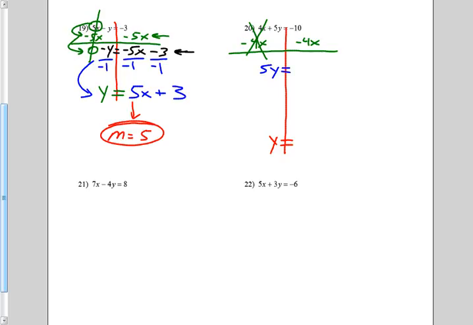Negative 4x minus 10. Final step, I divide by the y. I want that y by itself. So y equals, and now I've got a problem, and I'm going to make an intermediate step here. I successfully canceled that out. I have negative 4 over 5x minus 10 over 5.